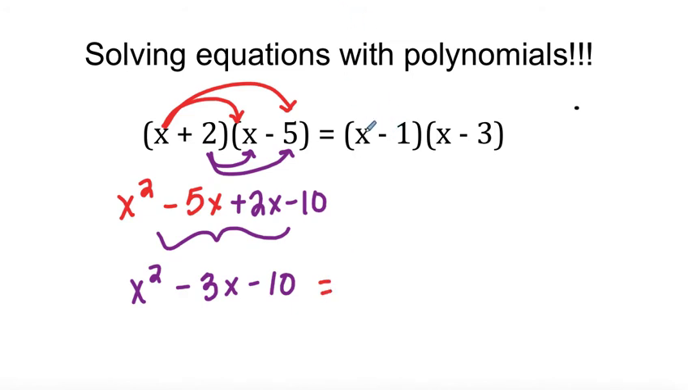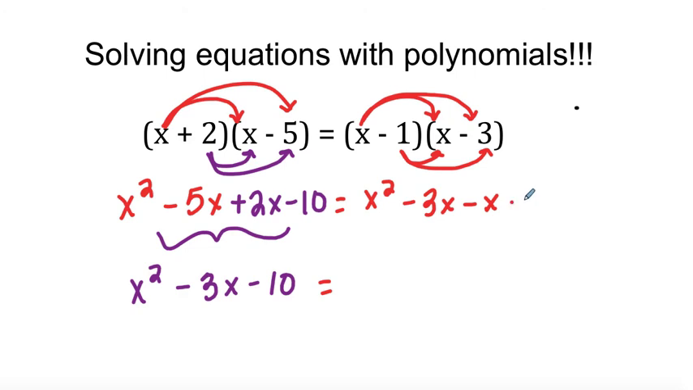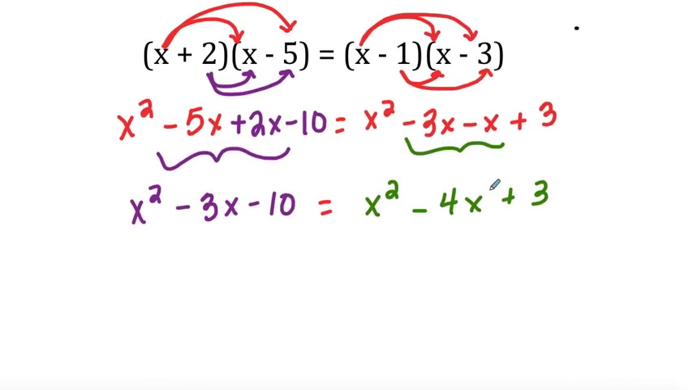All right, on the other side, we're going to do the same thing. x times x is going to give me x squared. x times negative 3 is going to give me negative 3x. Negative 1 times x is going to give me negative x. And negative 1 times negative 3 gives me a positive 3. All right, and we're going to combine those like terms. Negative 3x and negative x are like terms, and we get negative 4x plus 3. All right, so now we have an equation that we can solve.